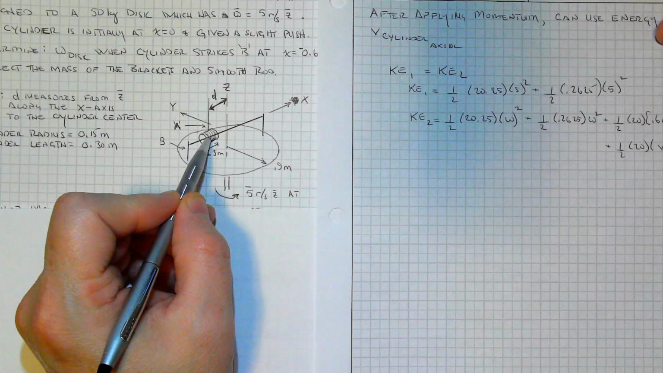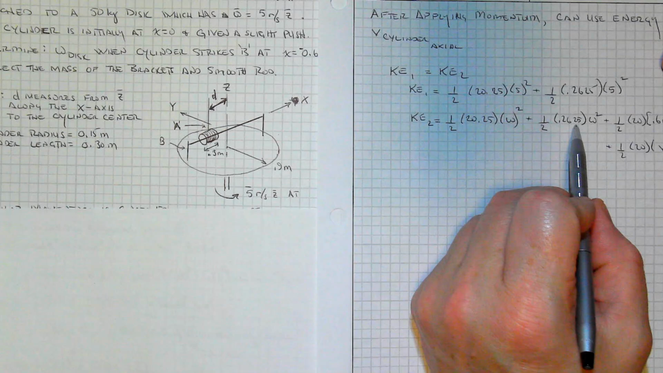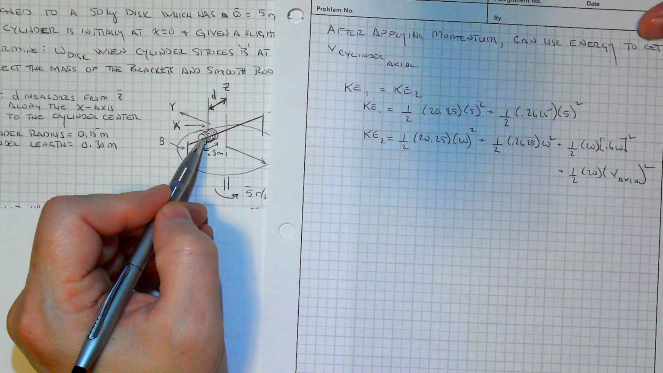So the length of the cylinder is 0.3 meters. We see that right there. And initially, the cylinder again is centered relative to the disc and this rod. So if we look at the problem statement, it says cylinder A is free to slide on a frictionless rod, which is attached to the 50 kilogram disc, which is initially at 5 radians per second.